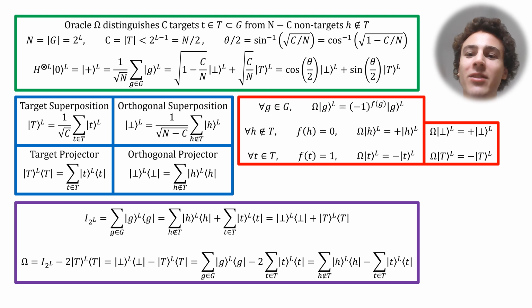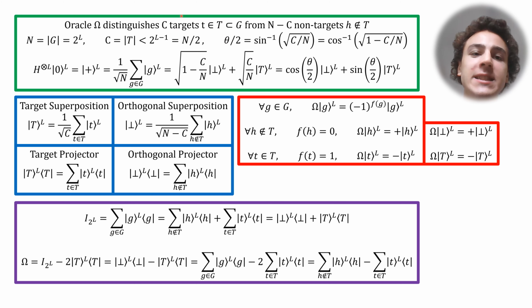Let's elucidate the oracle in the quantum search algorithm. The oracle omega distinguishes targets from non-targets. The targets are elements of the set T. The non-targets are not elements of the set T. Both the targets and the non-targets are all elements of the set G. The set T, which contains all of the targets, is a subset of the set G.